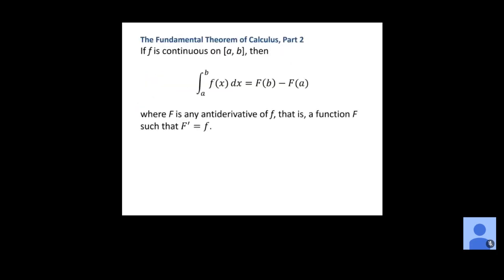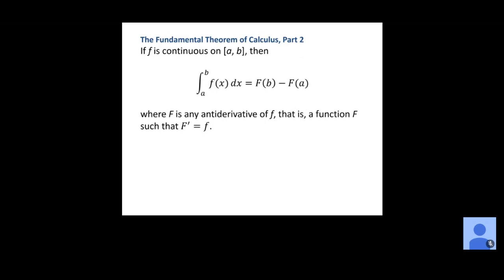All right, part two. So this is the big one. If f is continuous on a closed interval from a to b, the integral from a to b of f of x dx is big F of b minus big F of a, where big F is the antiderivative of f. So if you remember back in the last section of chapter 3, 3.9, we started doing antiderivatives. That's where these are going to come in now.